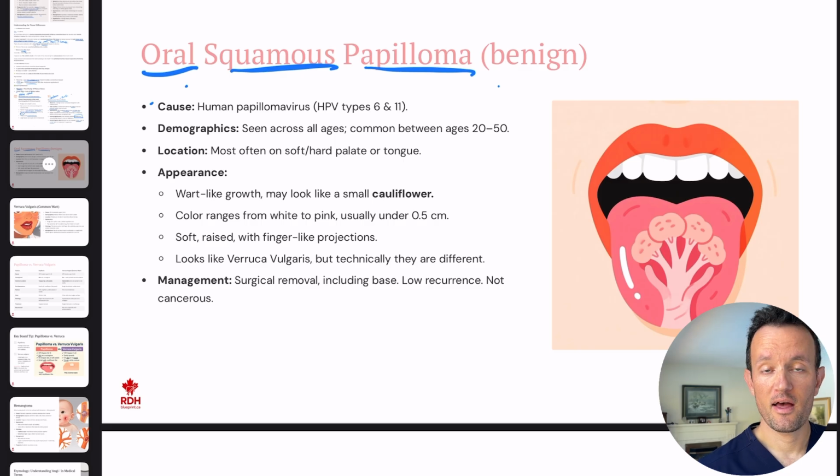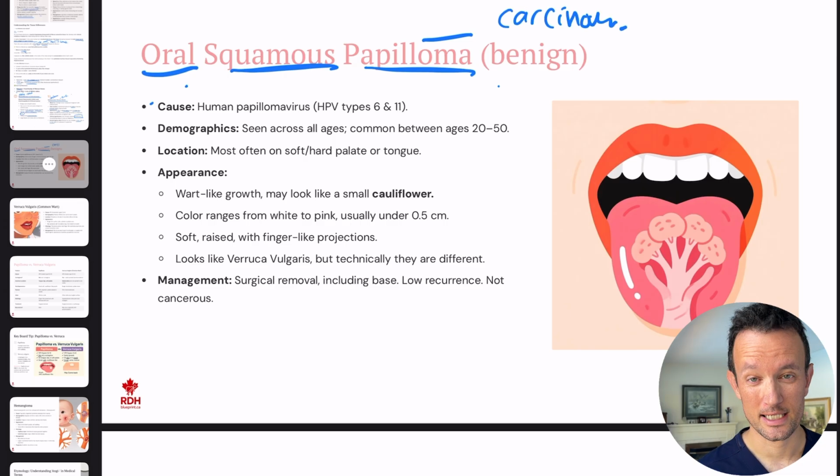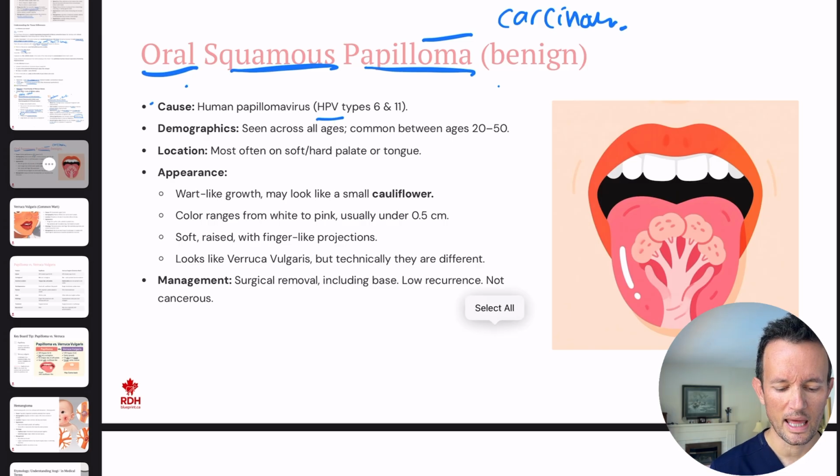In your mouth, flat papilloma. It's popping out, and the -oma tells you it's benign, versus carcinoma would tell you it's malignant. So it's caused by HPV, seen across all kinds of ages. What I want you to think about this is it's a wart. It's wart-like, it looks like that, but it's not a verruca vulgaris.